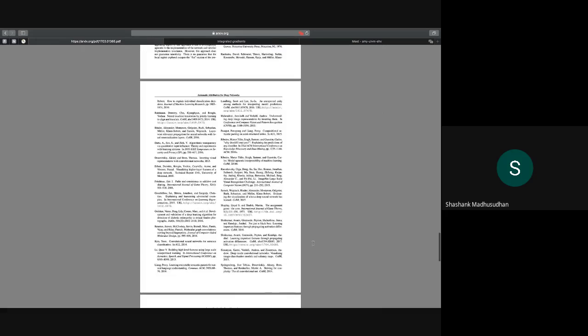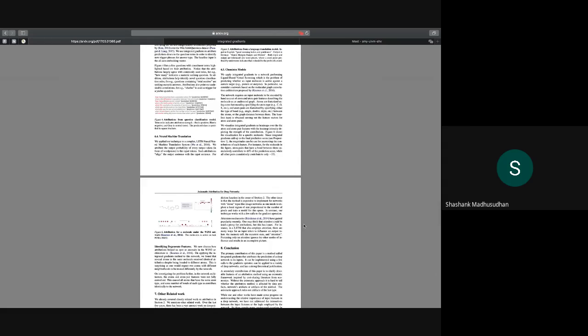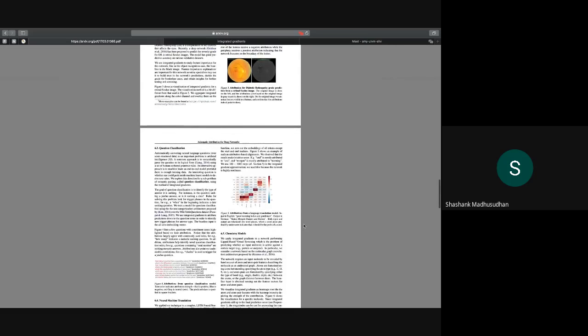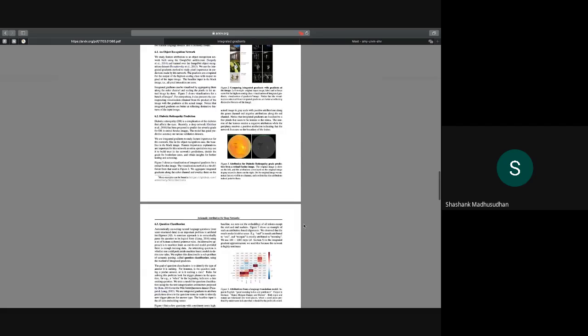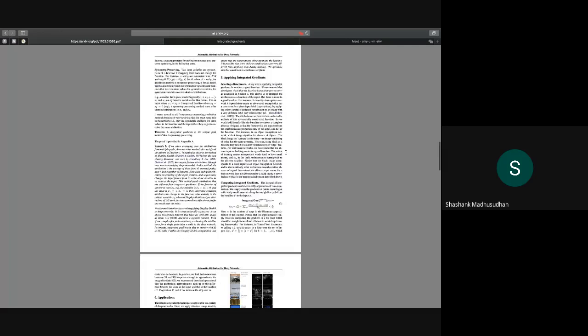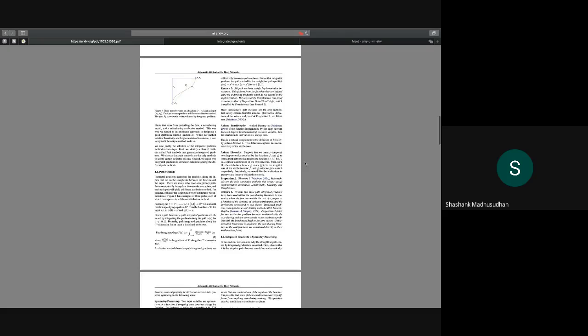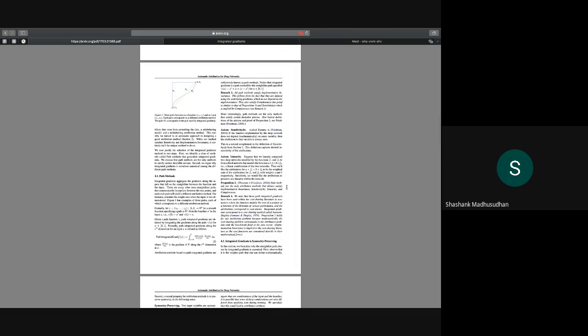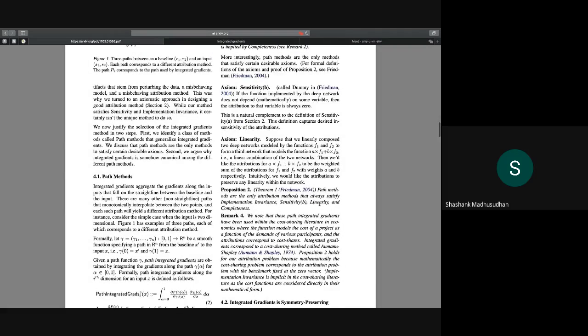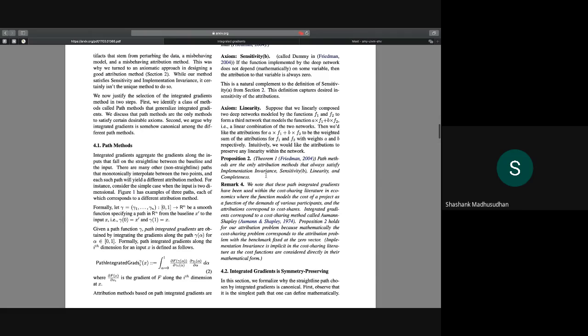But integrated gradients satisfies these properties. Their main thing is they took inspiration from economics, and the proof for why these path methods satisfy all these axioms is given in this paper. But I haven't gone through that. It's pretty complicated. So that's it, I guess.